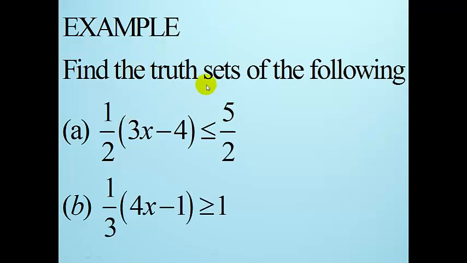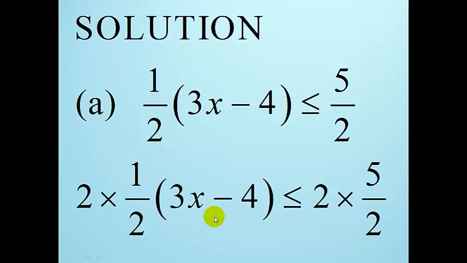Now, example: find the truth set of the following. A, 1 over 2 into bracket 3x minus 4 less than or equal to 5 over 2. B, 1 over 3 into bracket 4x minus 1 greater than or equal to 1. Now, let's look at the solution.